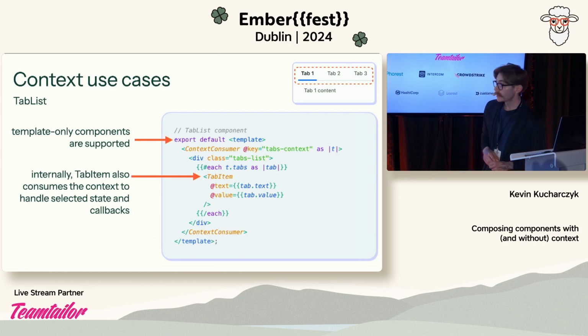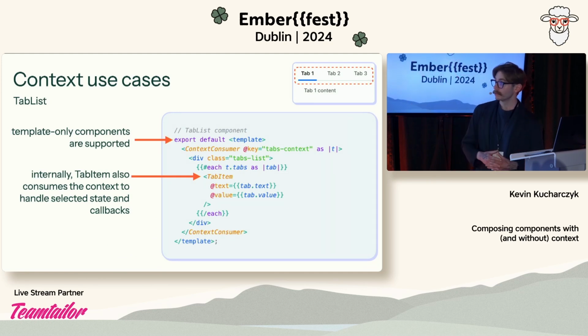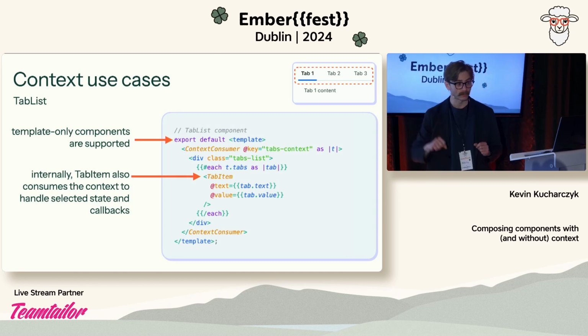And we have the tab list, which doesn't do much. It doesn't handle any internal state itself, so we made it into a template-only component. But in order to consume the context, we can use the context consumer component still. We have access to the context with the yielded value, and we render a styled div to wrap the tabs. We iterate through the tabs to render a tab item, which are the buttons at the top that you saw or still see.